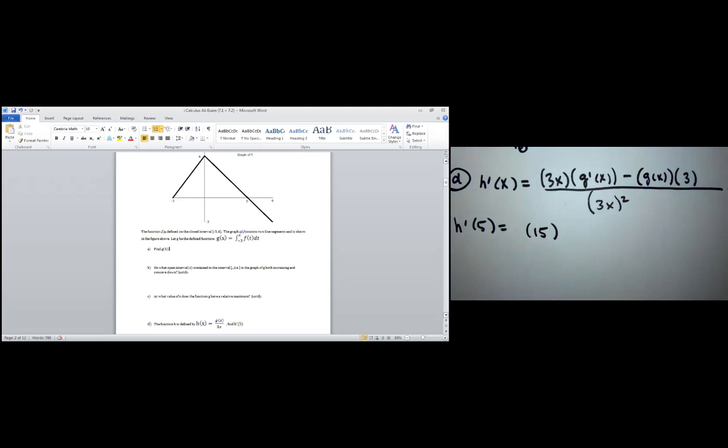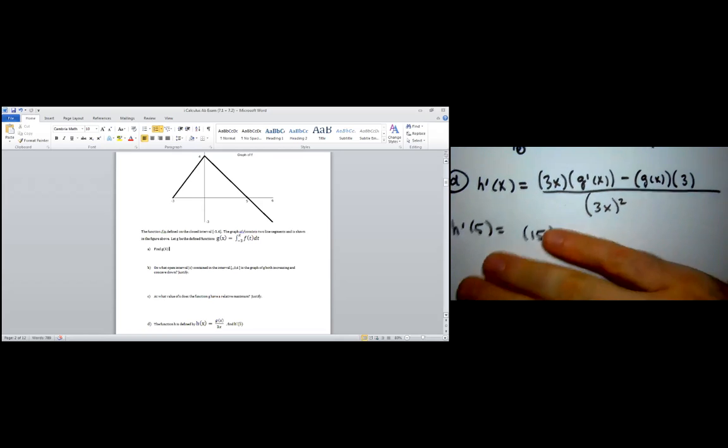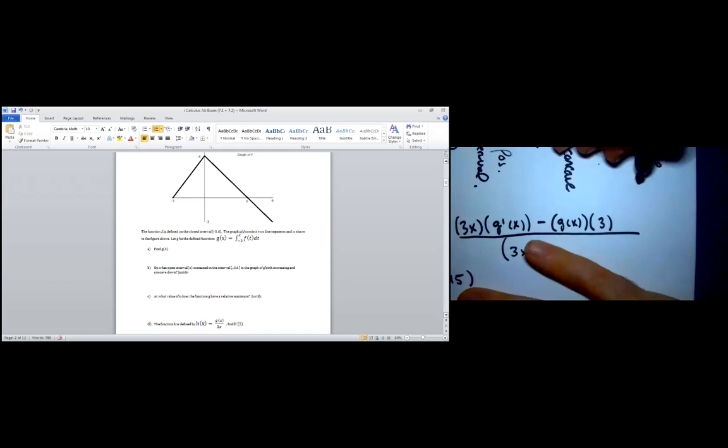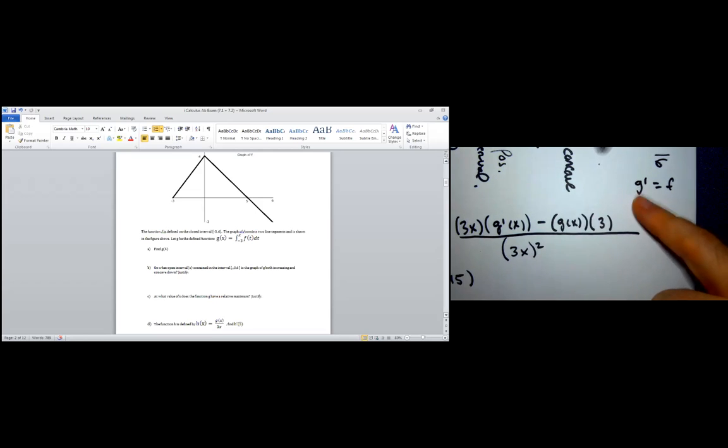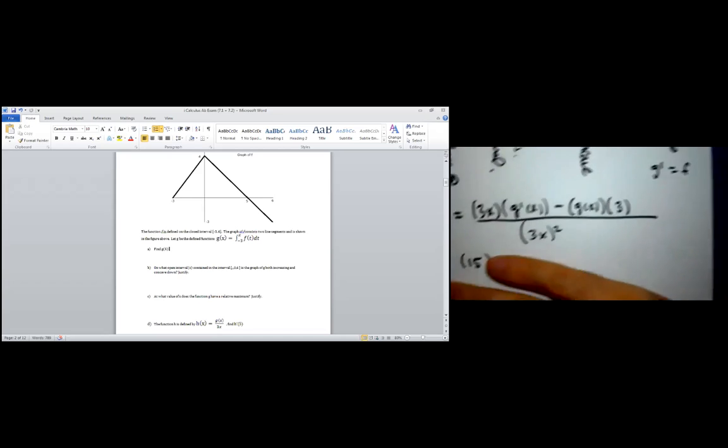Next, g prime of 5. How do we find that? G prime is equal to f of x, so you can just find wherever f of x is equal to 5. Okay, so let's say again what she just said, because I was correct. G prime, let me go scribble that off to the side here. G prime is equal to f. So g prime of 5 is the same thing as f of 5. So what is f of 5? 0. Okay.